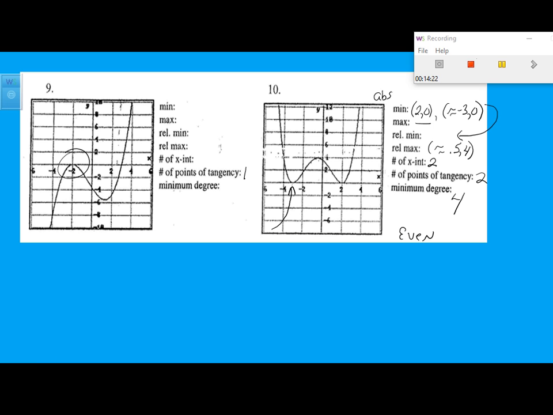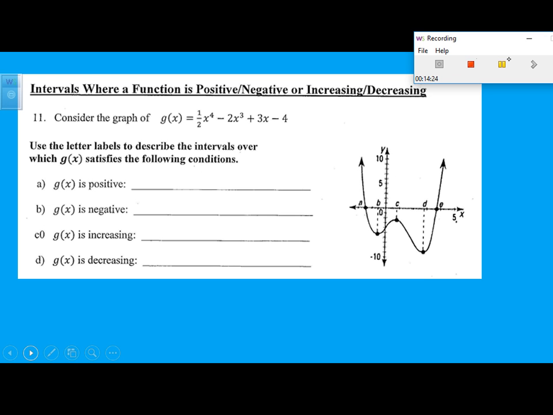Now I'm going to switch gears on you. So if you would, jump over to your example number 11. What we've done here is I've given you the graph of 1/2 x to the 4th minus 2x cubed plus 3x minus 4. I'm going to review with you what's meant by where is f of x or g of x positive or negative, increasing or decreasing. Now, whenever you see f of x or g of x, you could substitute the letter y. So really part A says, where are my y values positive? Where are my y values above the x-axis?